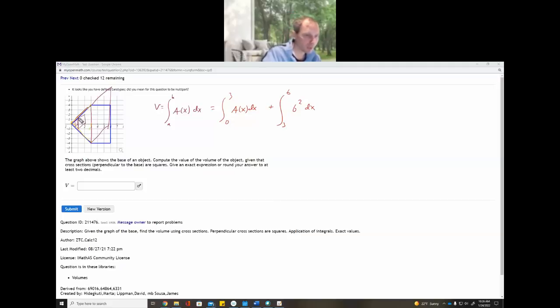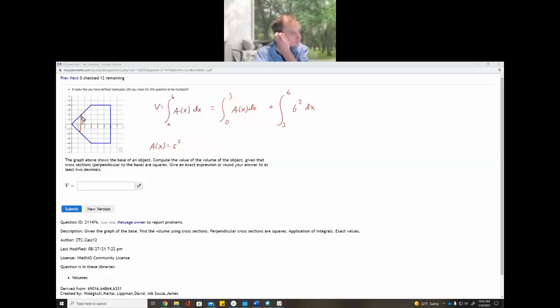Let me clear this out to make it a little easier to see. If I just think of what one slice looks like, I'm going to call this S for the side of a square. So my area function is the side squared.